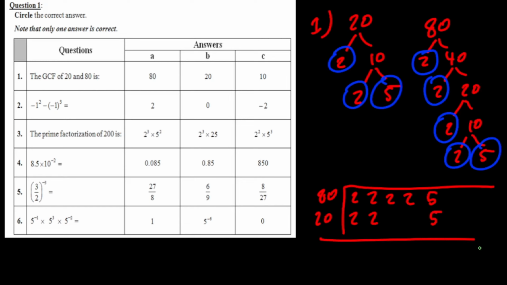Now, we only take down numbers that we have 2 of. There are two 2's, so we take down 2. There are two 2's, another 2. There's only one 2 and one 2, so we leave them up. And two 5's, so we take one 5. Now we multiply 2 times 2 times 5: 2 times 2 is 4, and 4 times 5 is 20. So the answer is B. Now on to the next question.